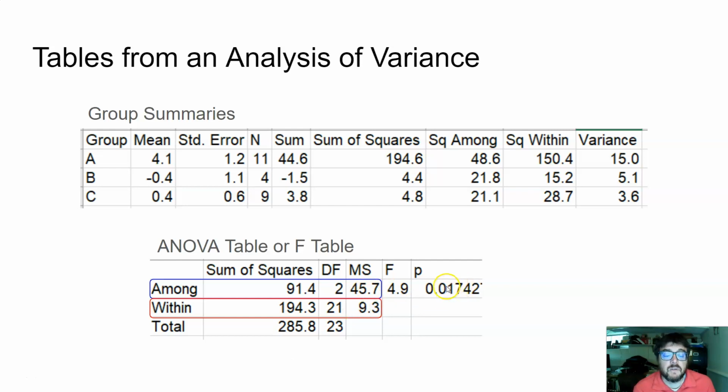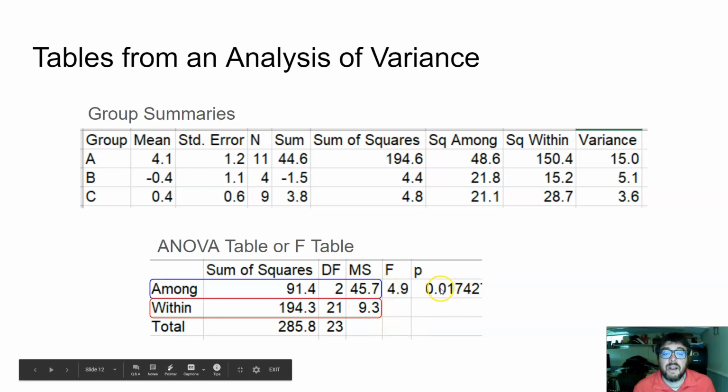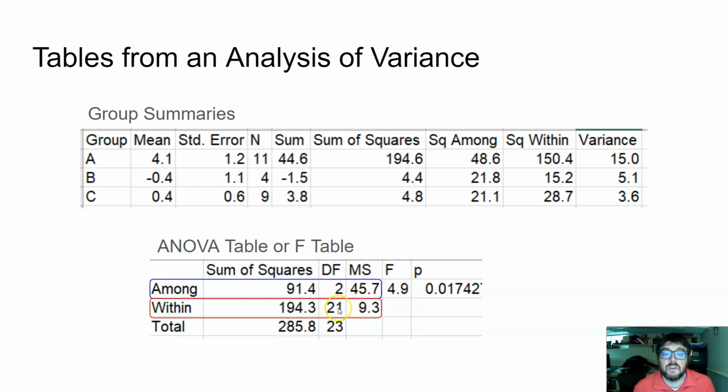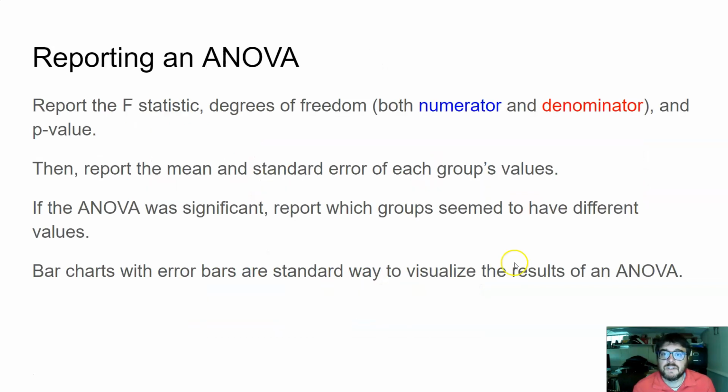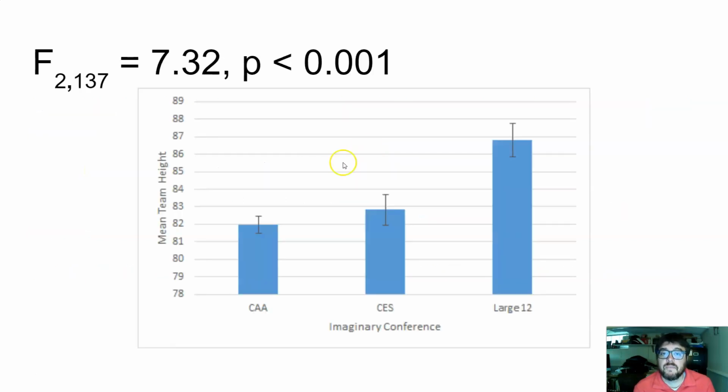And then this p-value is the probability of observing an F statistic of 4.9 or larger when you picked a number at random from an F distribution with 2 numerator and 21 denominator degrees of freedom. So when we report the ANOVA, we report the F statistic, both the numerator and denominator degrees of freedom, and the p-value. And then we report the mean and standard error of each group's values. And if the ANOVA is significant, you report which groups seem to have different values, and use a bar chart. So it looks something like this.